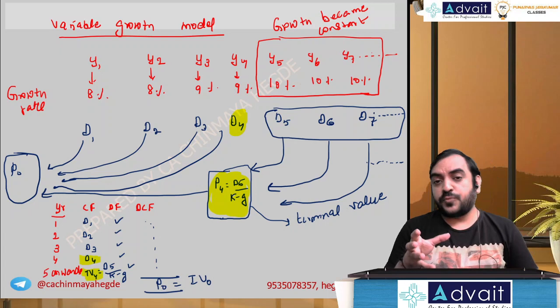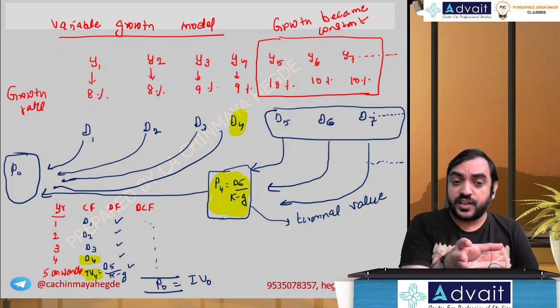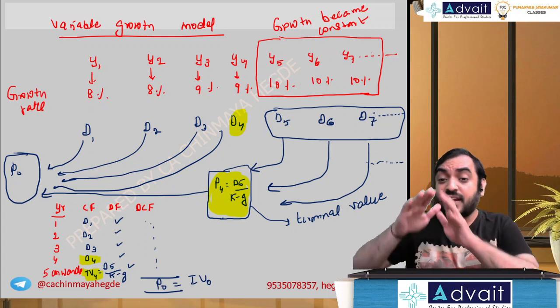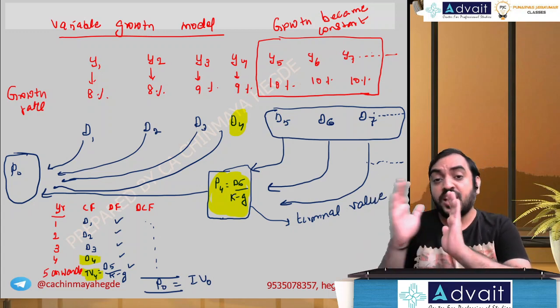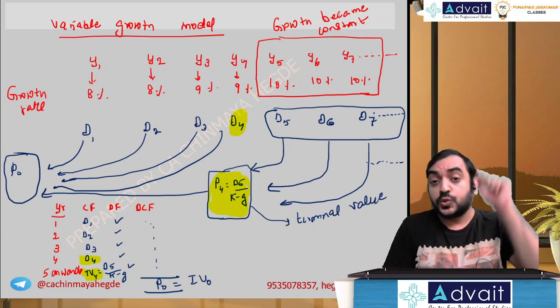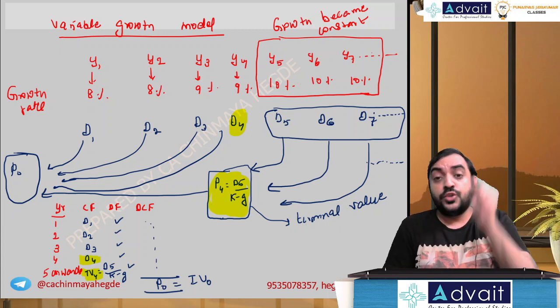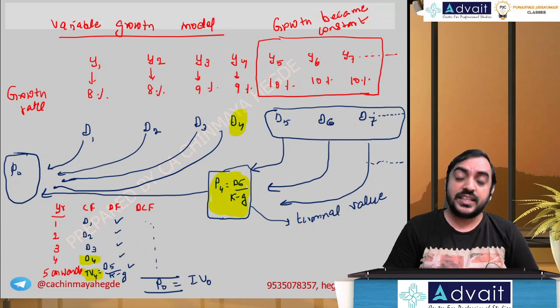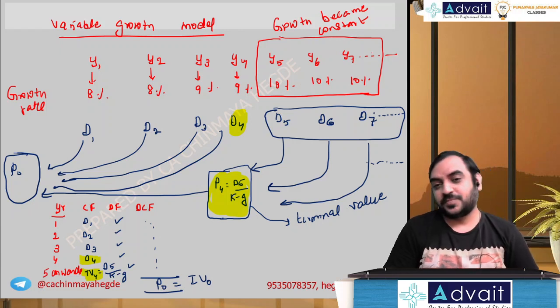Now this concept we can apply not only to dividends, but to any cash flow growing at a variable rate, where after a particular point the growth rate becomes constant. So we will be using this concept in the FCFF model as well as the FCFE model.